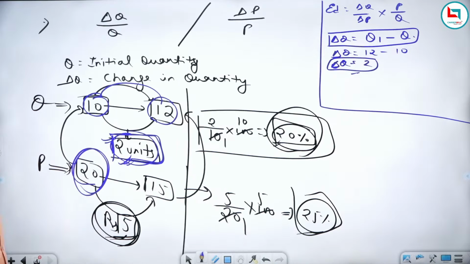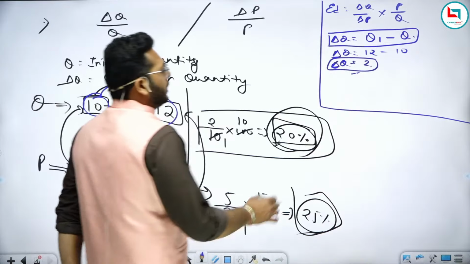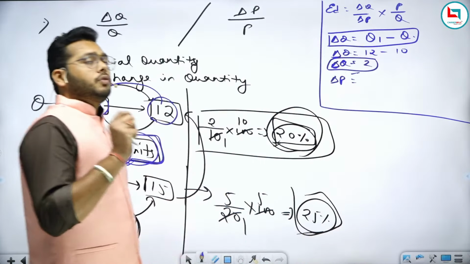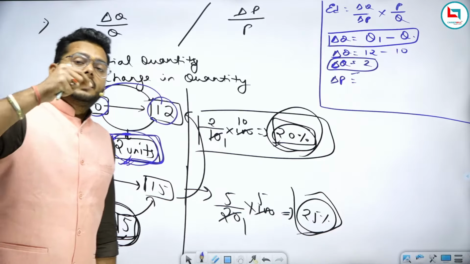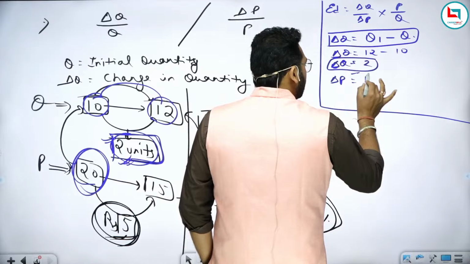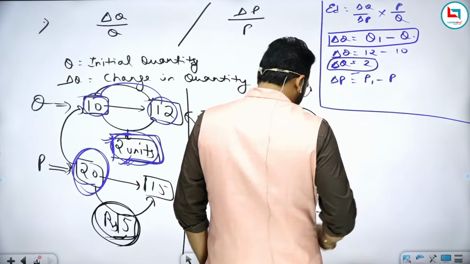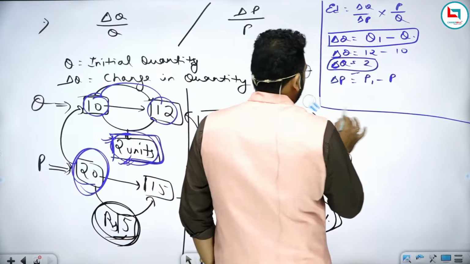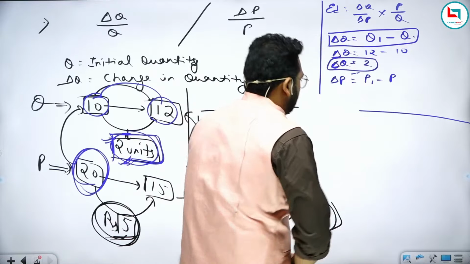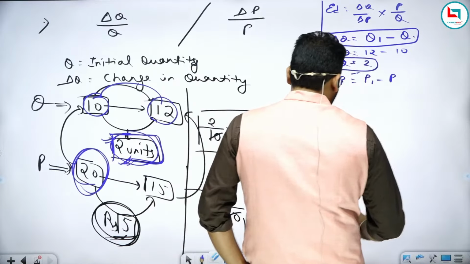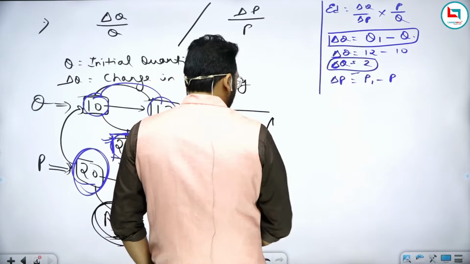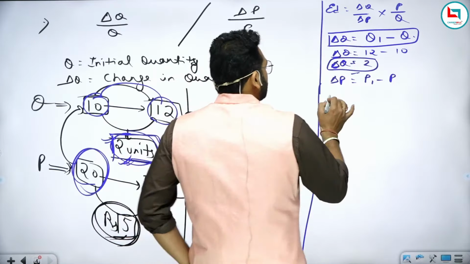Now, what is delta P? Again, you have to apply the same formula as you applied for the change in quantity. So delta P is P1 minus P.